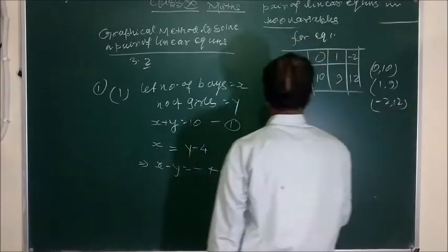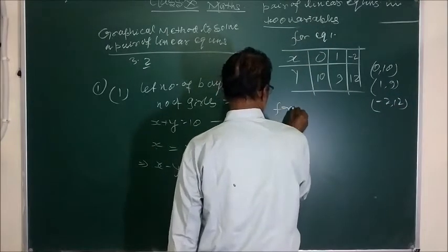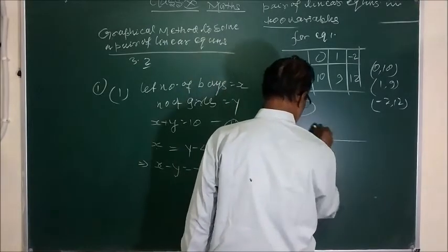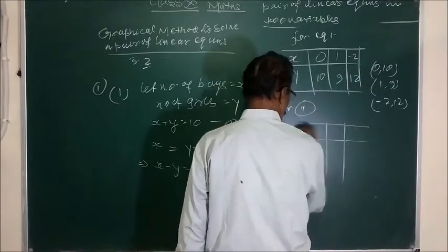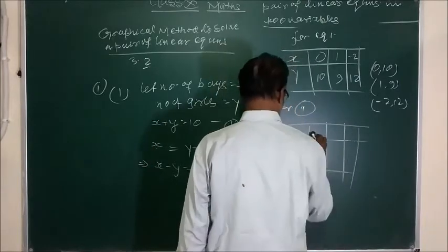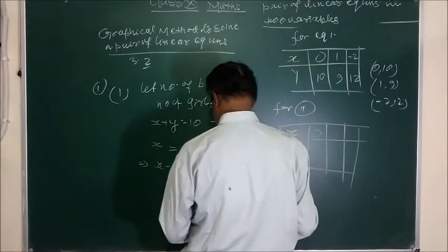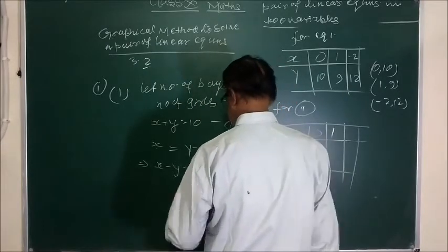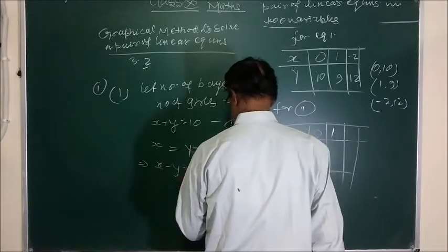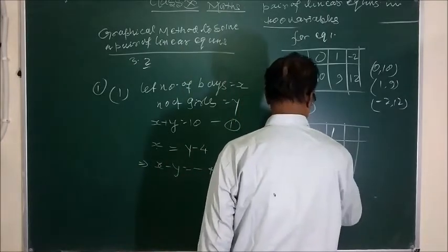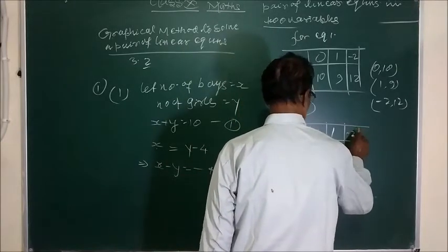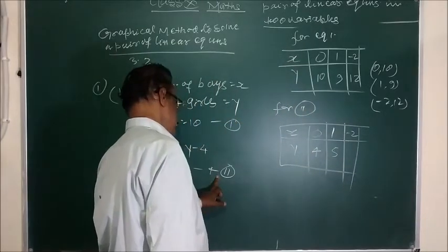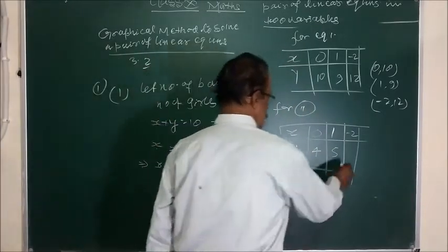These are the coordinates. And for the second equation, you give some values of X or Y. X is equal to 0, Y is equal to 4. X is equal to 1, so Y will be minus 5, (1, minus 5). And suppose minus 2: for minus 2, this side will be plus 2, so (minus 2, 2).